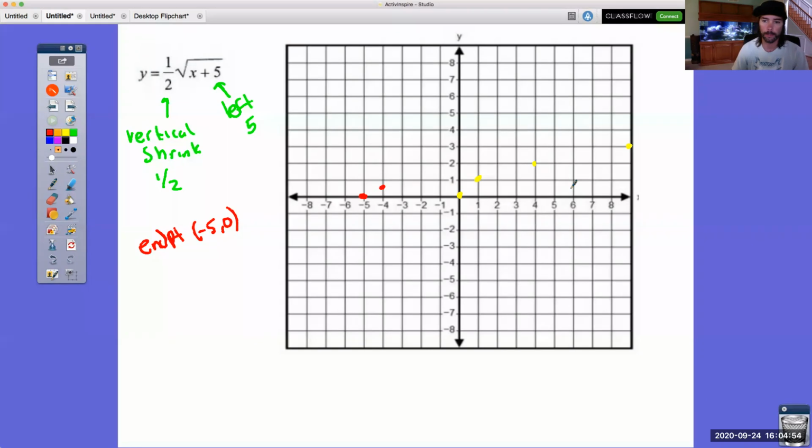The third point, 4, 2. Vertically shrink it by a 1/2, cut its height in half. Its height is 2. 1/2 of 2 is 1. That's halfway up. Left 1, left 2, left 3, 4, 5.